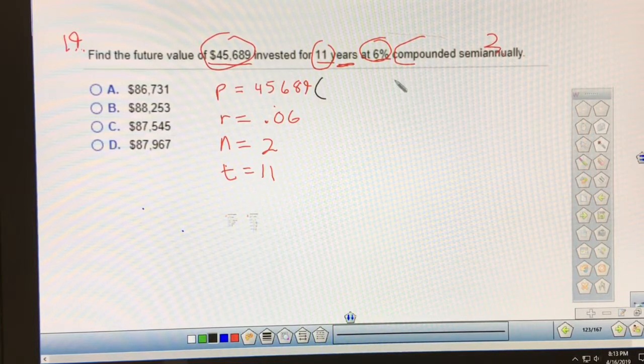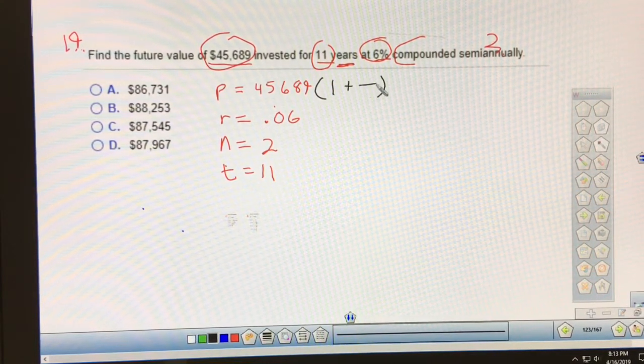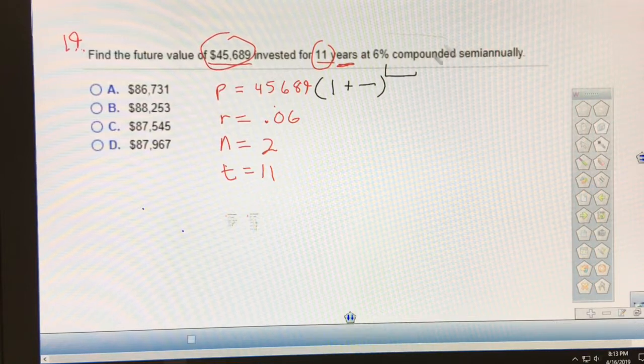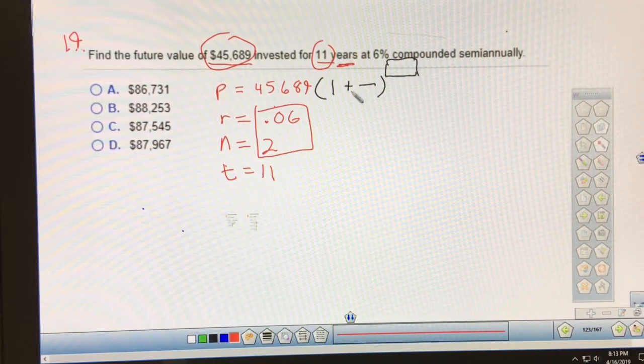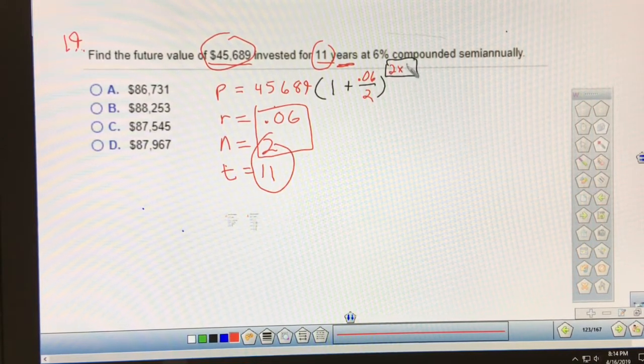The template is this formula. They sometimes give it to you, they sometimes don't. 1 plus a fraction bar to some large exponent. And now, if we look at this, notice the 0.06 over 2 is going to go in this spot. And the 2 times 11 is going to go up here. I know it's 22, but if those numbers are too difficult, you can just enter it in as such.